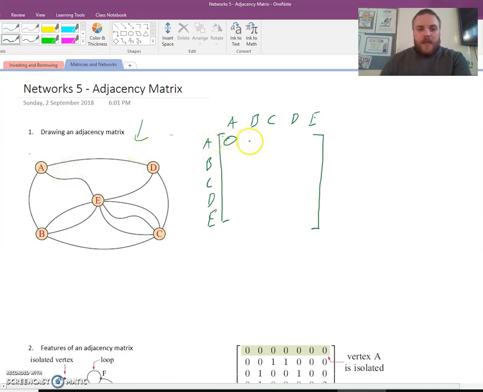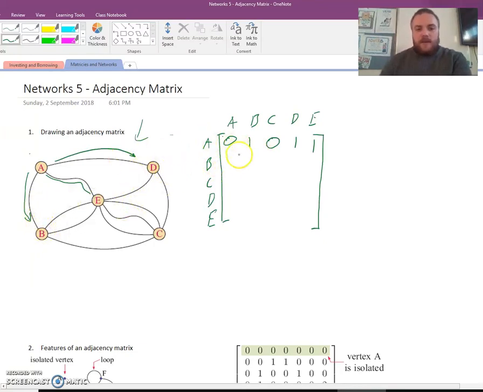Between A and B, there's 1. So that's this one here. Between A and C, there are, as far as I can see, no direct edges. Between A and D, there's 1, so this one here. Between A and E, there is also 1, just here. Okay, so then we go through the next one.